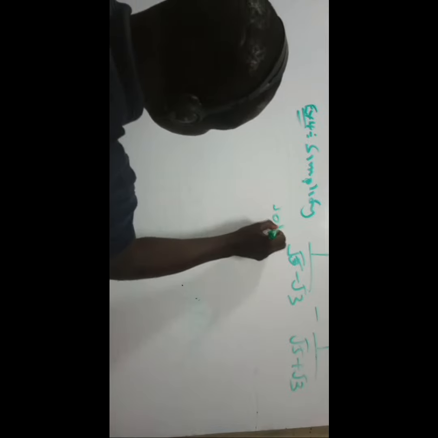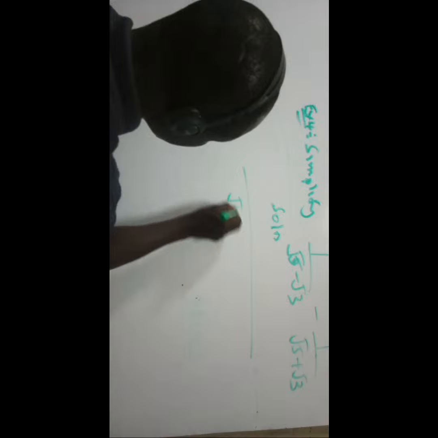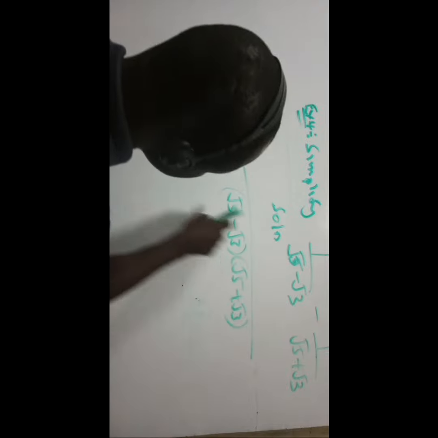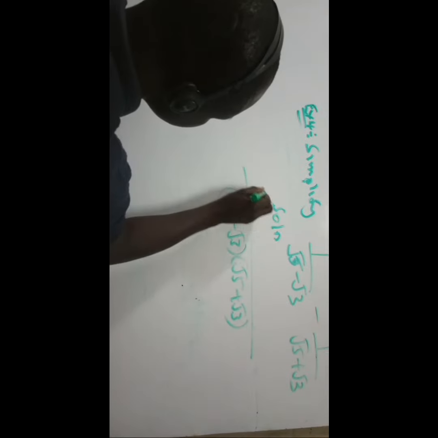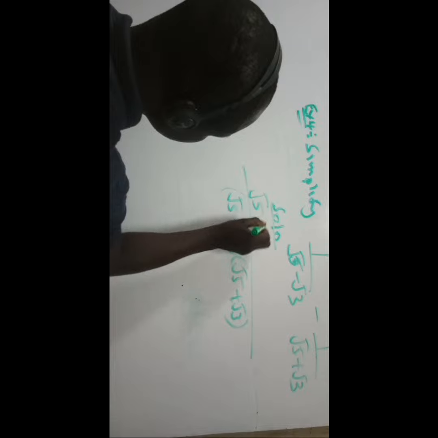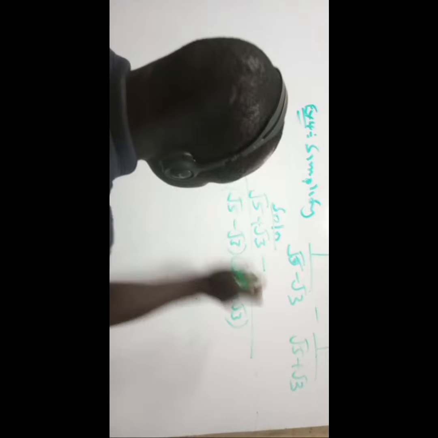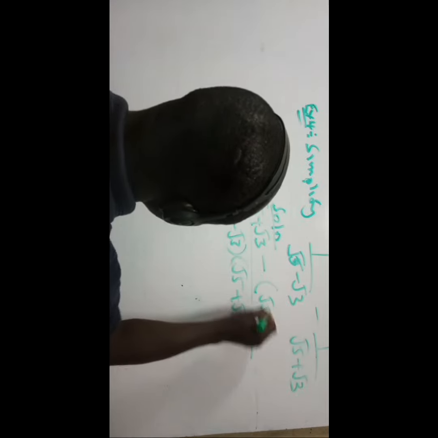Of course, before you can do anything in this case, the first thing to do is to find the LCM. You find the LCM, which is square root of 5 minus square root of 3, multiplying square root of 5 plus square root of 3. So in this, we are going to get square root of 5 plus square root of 3, minus this in this, we are going to get square root of 5 minus square root of 3. And that's what we are going to get.